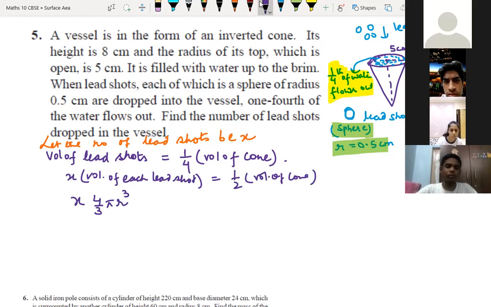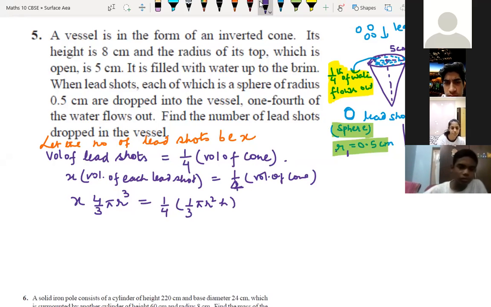4/3 pi r cube is equal to, this is 1/4, no? 1/4, and the volume of cone, that is 1/3 pi r square h. See children, here the radii are not the same. Now here you can write, this is the sphere part and this here is the cone part. So cone radius is equal to 5 centimeter and cone height is equal to 8 centimeter. Okay, and this you write as R1 for sphere and R2 for cone.